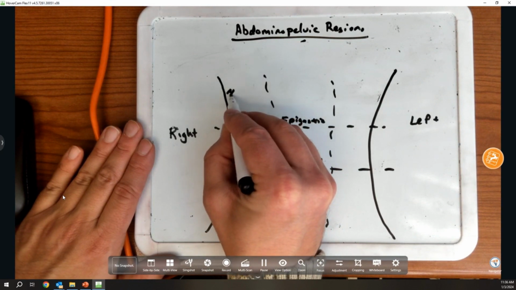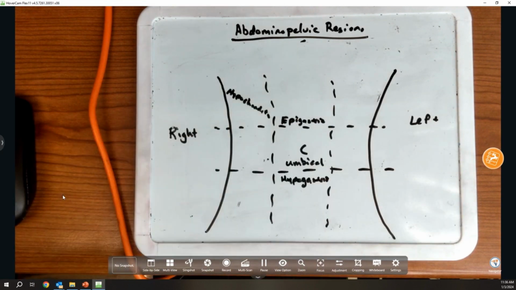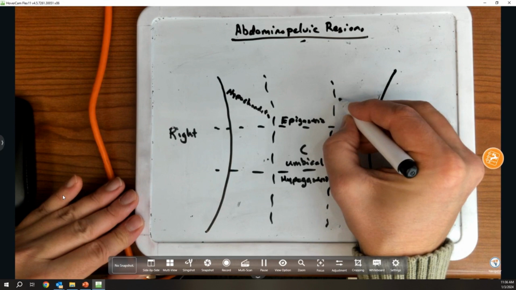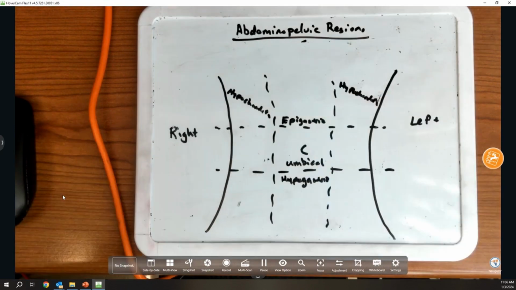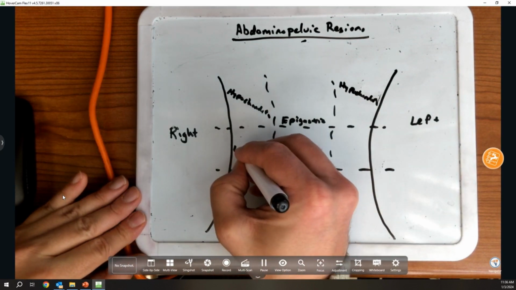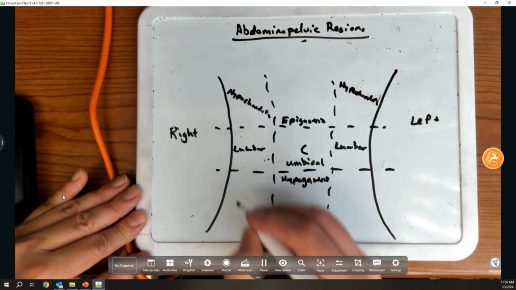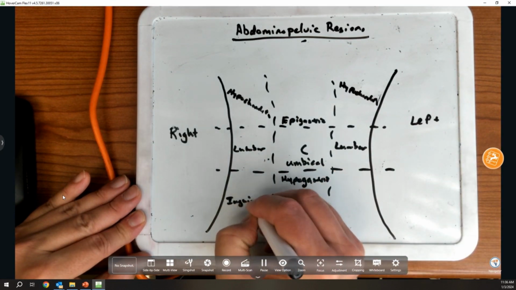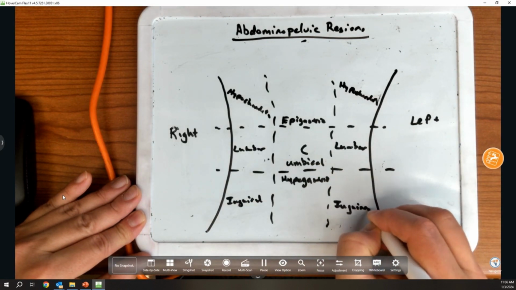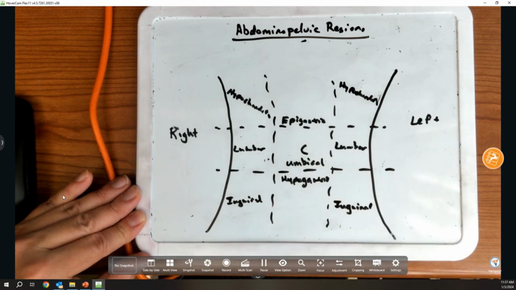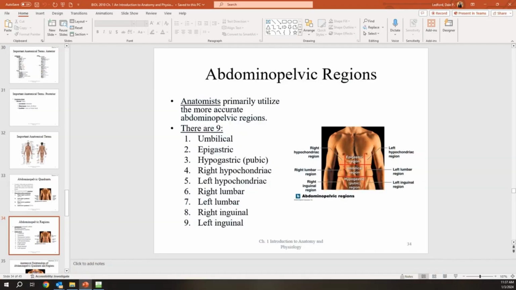Right here, I'm going to have to write it a little bit, the hypochondriac, and as well here the hypochondriac. Here is the lumbar, right lumbar, and here is the left lumbar. Down here we have the inguinal, and we also have the inguinal. Inguinal. Okay? All right.